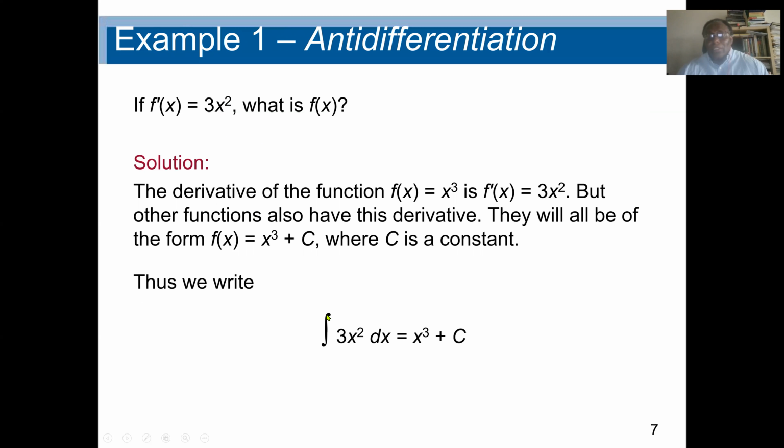So this will be the integral of 3x squared dx. This means we are looking for the antiderivative of 3x squared with respect to x. So that will give us x cubed plus c.